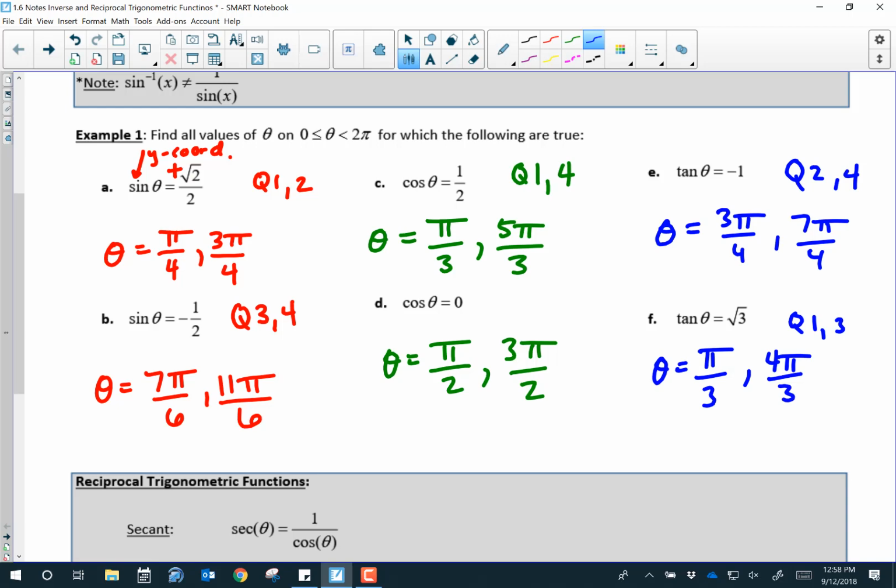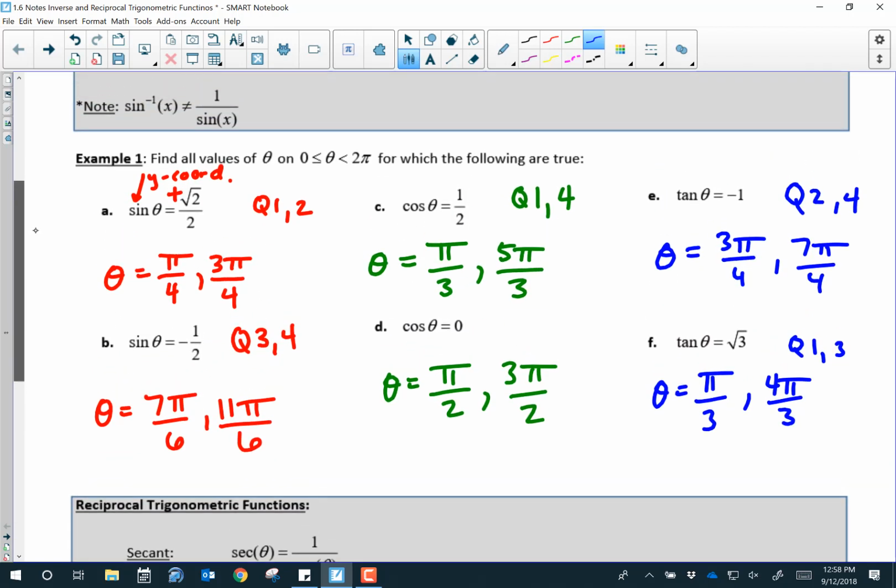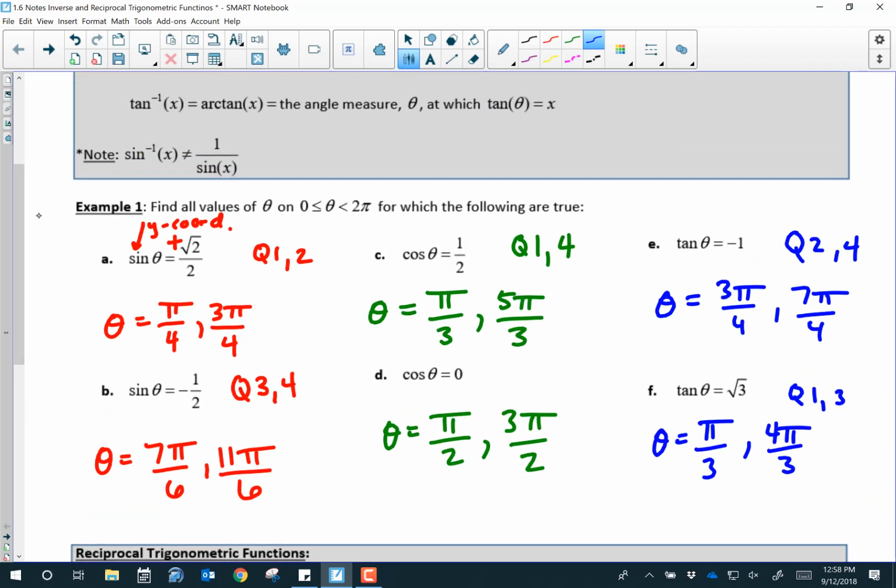Okay, good. All right, so moving on. So that's inverse. Inverse is the opposite operation, right? Sorry, I said that wrong. When I take the sine of an angle, I get a value. So if I take the inverse of that value, I get the angle.